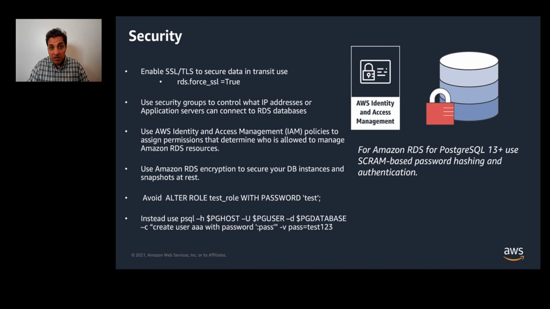AWS Identity and Access Management. Again, a very important, critical service within the AWS ecosystem, which allows you to define policies to assign permissions and determine who is allowed to manage your RDS resources. So make sure you have proper policies defined in IAM, so that way you can control who has access to your RDS instance. All your RDS data and even the snapshots are encrypted by default.